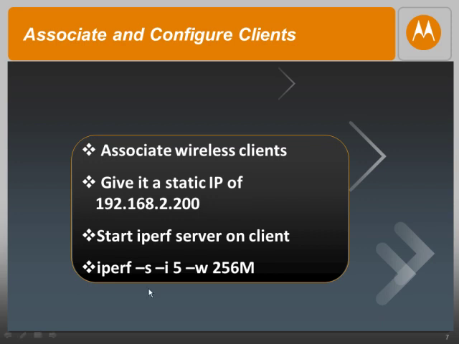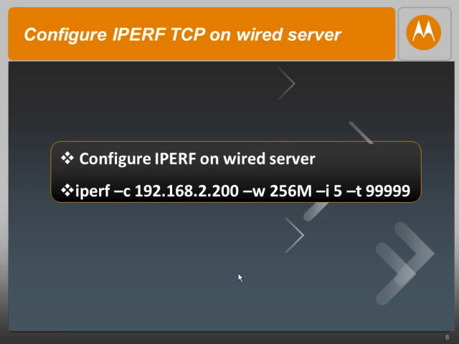On the wireless client, we will run the iPerf server, which will give us data at intervals of 5 seconds, and the TCP window size has been set to 256. On the wired server, we would configure an iPerf client, which would essentially be pushing packets to the wireless client. Again, this is going to be running a TCP window size of 256.